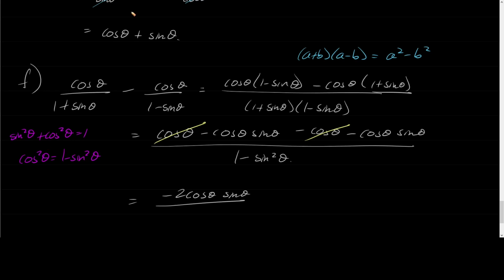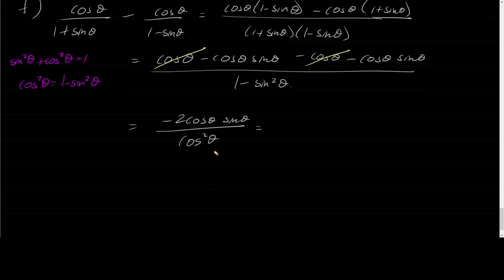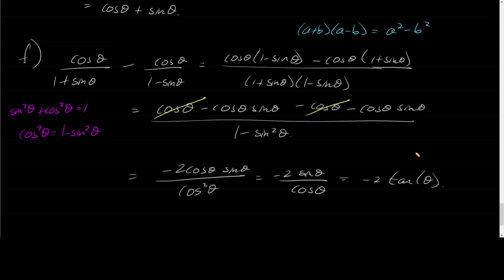So I can say here that the denominator is simply just cosine squared theta, and we've got a cosine on the top, a cosine squared on the bottom, so that's going to give us negative 2 sine theta over cosine theta, right? One of these cancels each other out. And sine over cosine is just tangent, so this is just really negative 2 tangent theta, right?